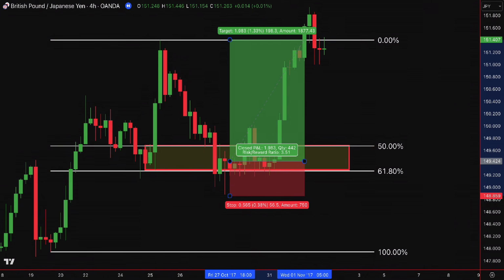But here's the warning. If the zone is weak, no structure break, no clean candles, no fresh test, then even if it sits at the 61.8% or 50% Fibonacci level, it's not worth trading. Fibonacci is a tool for refinement, not a reason to trade on its own.